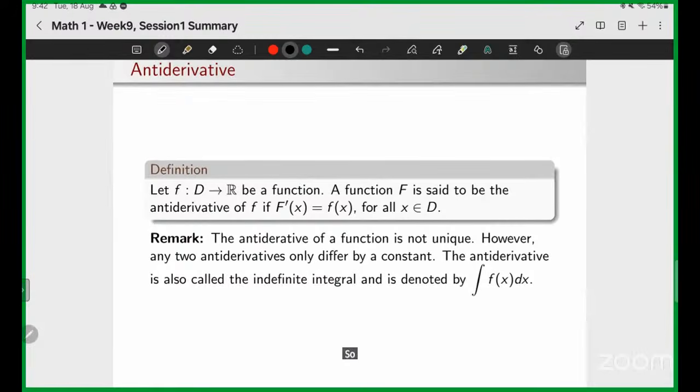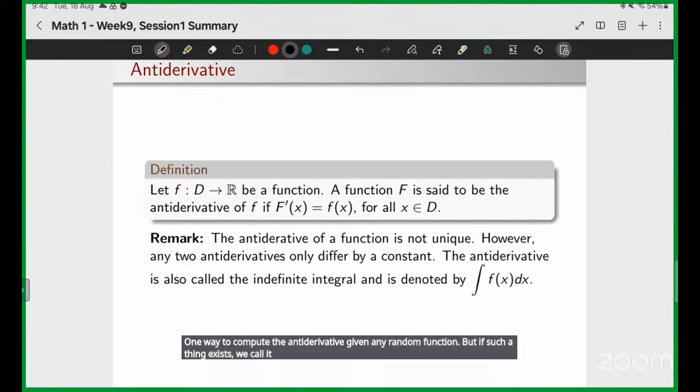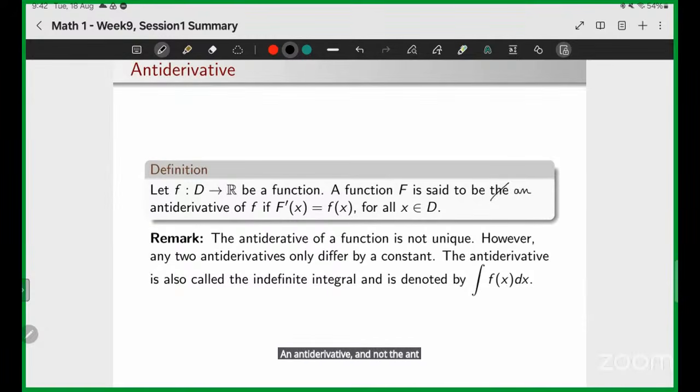So this is what is called the antiderivative. There is no one way to compute the antiderivative given any random function. But if such a thing exists, we call it an antiderivative. And we call it an antiderivative and not the antiderivative because of the remark below.